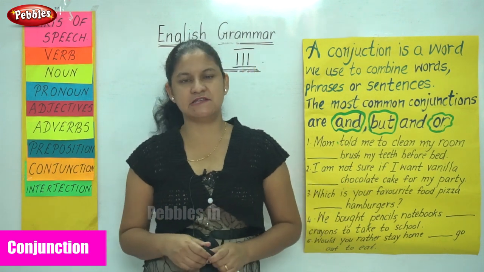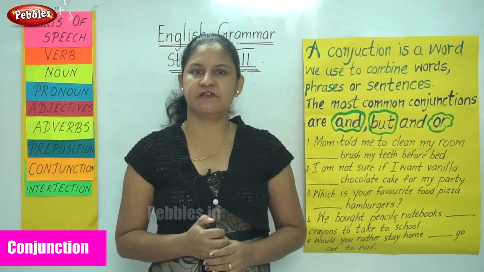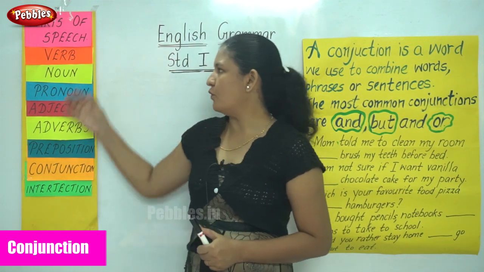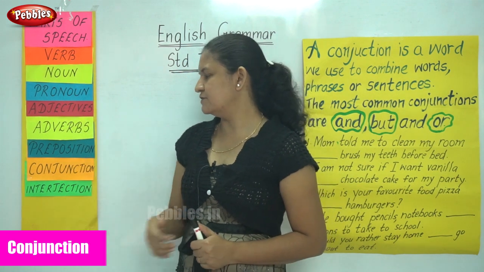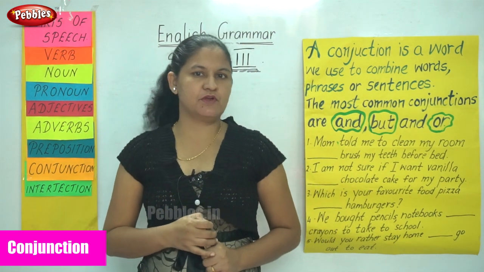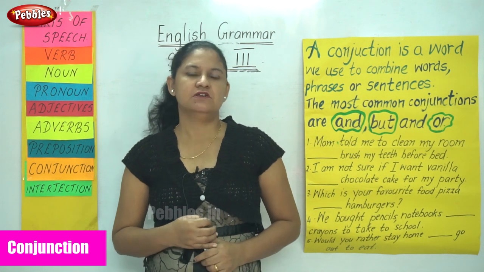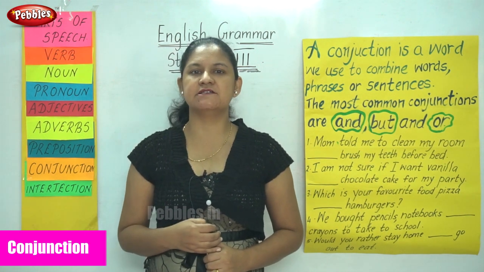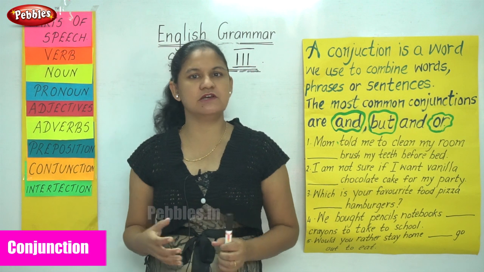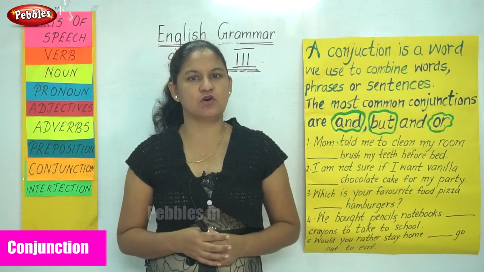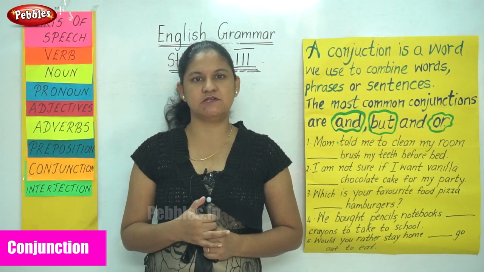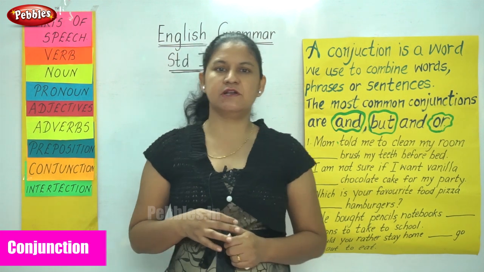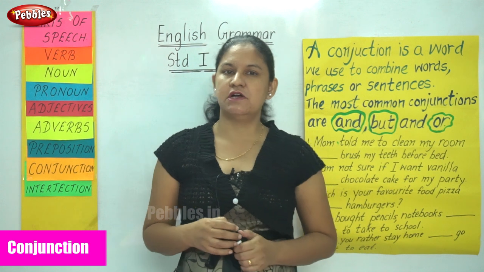So we have been seeing the different parts of speech, that is noun, verb, pronoun, adjectives, adverbs, and today's topic will be conjunction. We have seen that a noun is the name of a particular person, place, animal or thing. A verb is an action word or a doing word.